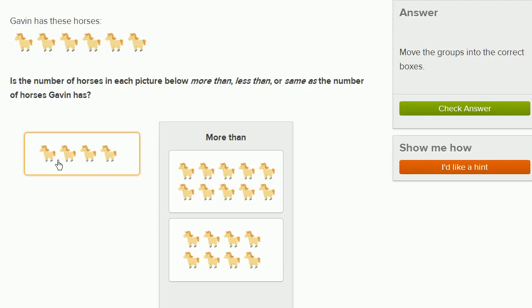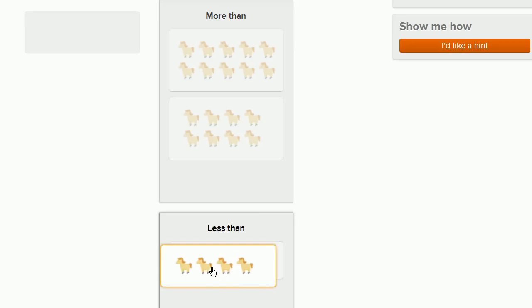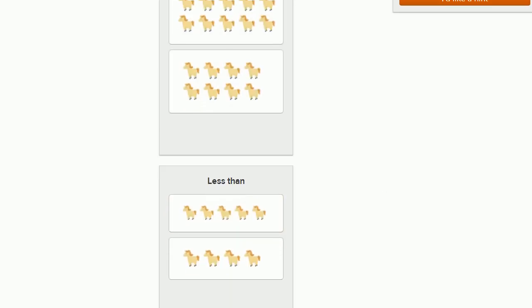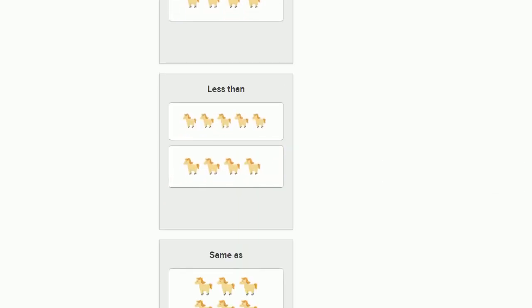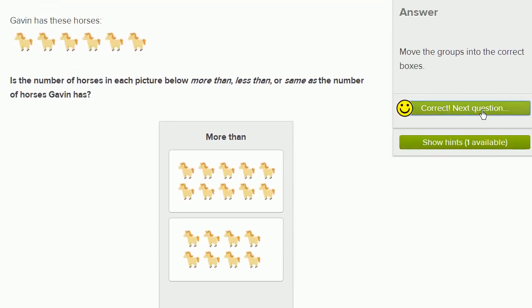And then here we have 1, 2, 3, 4 horses. Well, 4 is less than 6. So I will put that in the less than bucket, just like that. And let's check our answer to see how we did. We got it right.